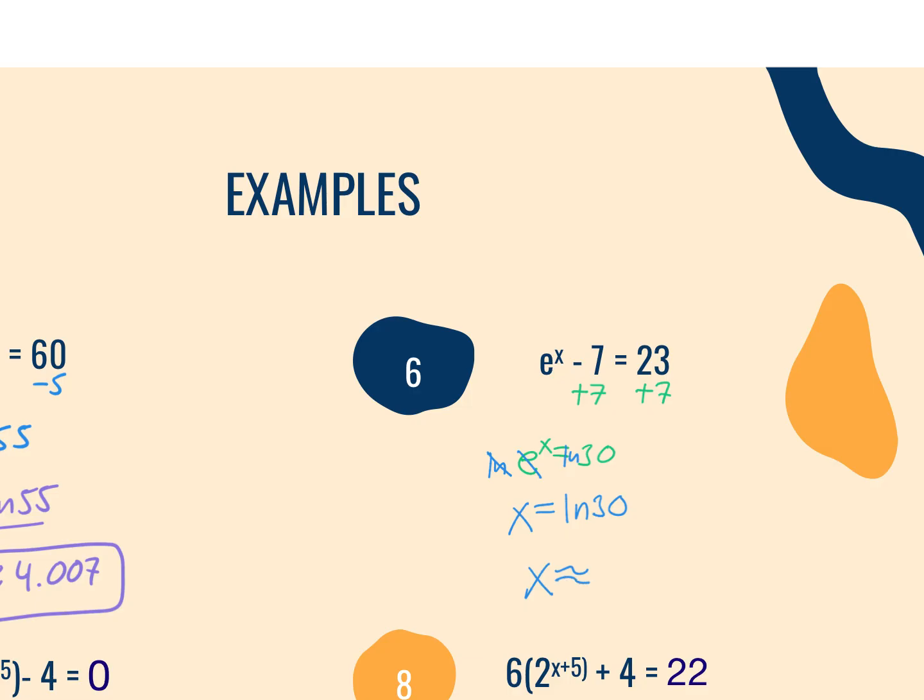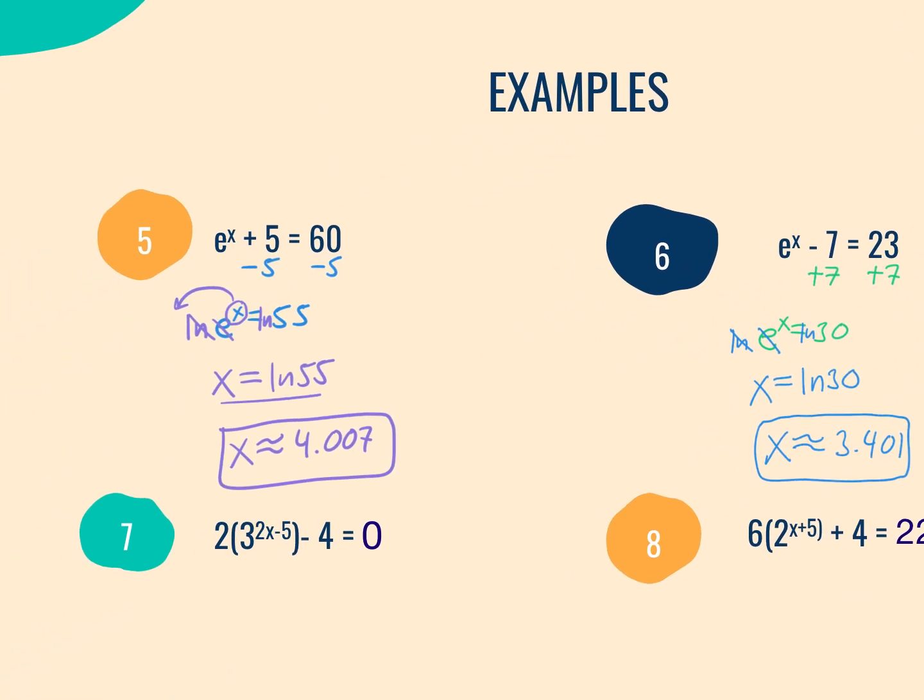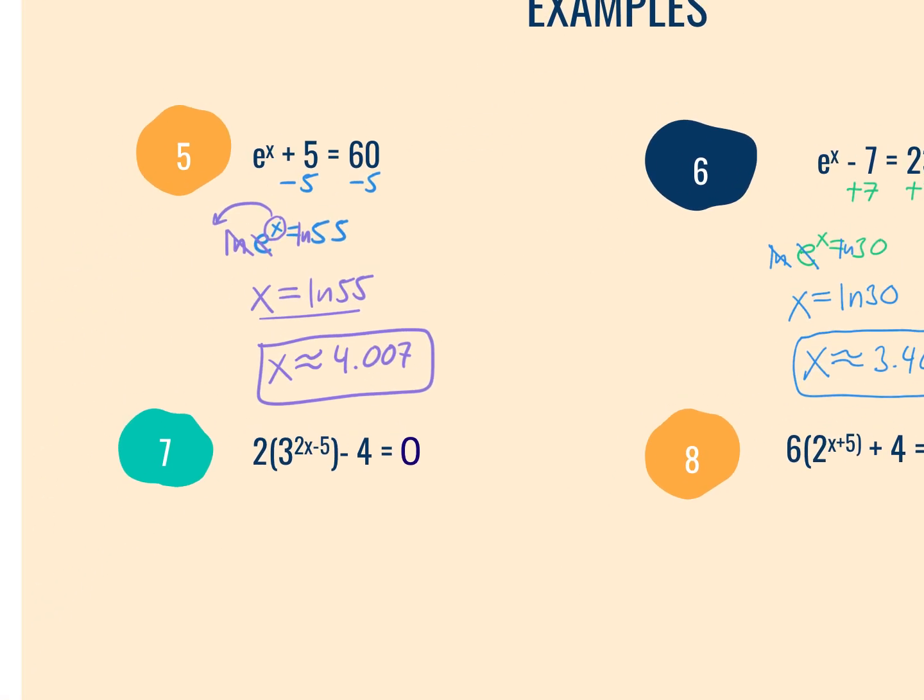Let's plug this into the calculator, and let's get a decimal approximation. We should get 3.401. All right, shouldn't be too bad. Okay, now let's try this one. Some of these get a little bit more complicated, but hopefully not by too much, right?